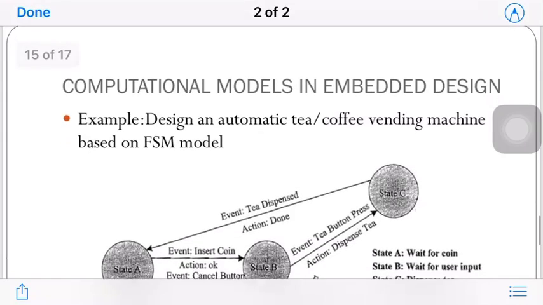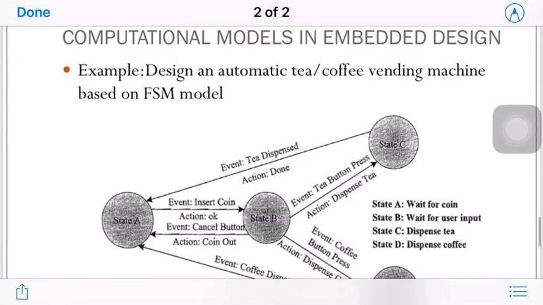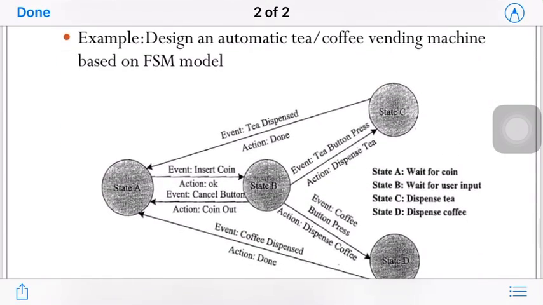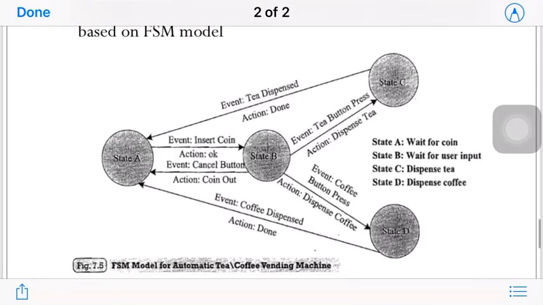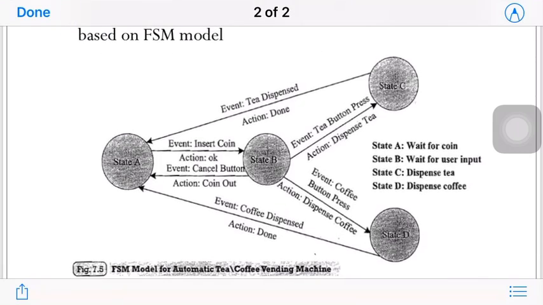Now the next example we have is a tea or coffee vending machine. In this kind of example, some conditions will be given about what they actually want in their particular embedded system. Based on that, first we need to decide what states we need to choose. Based on the problem statement given, we have chosen 4 states.